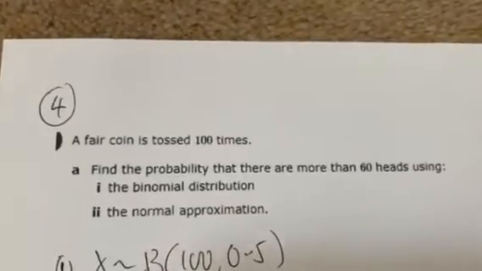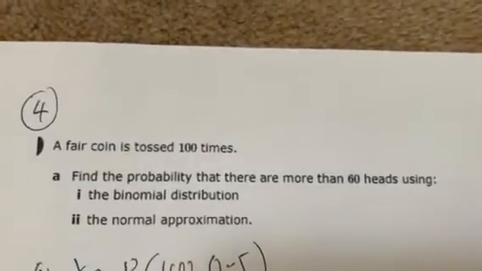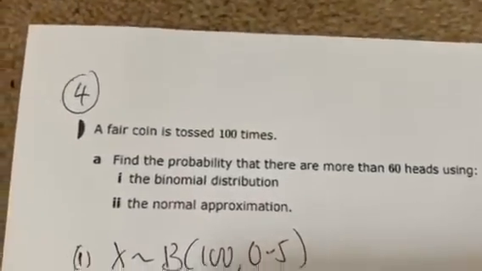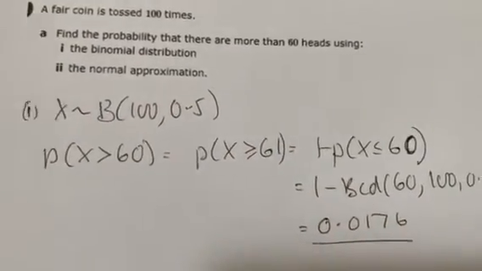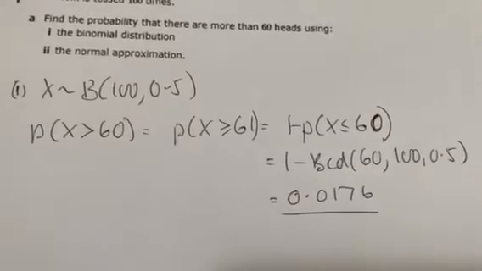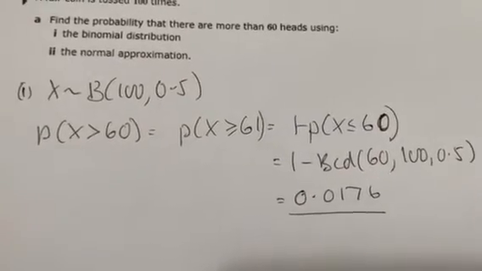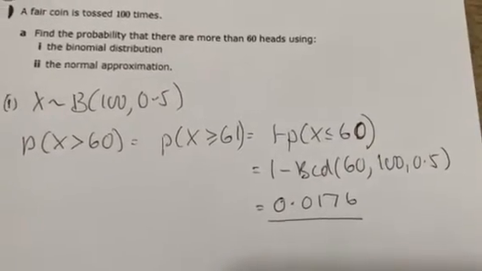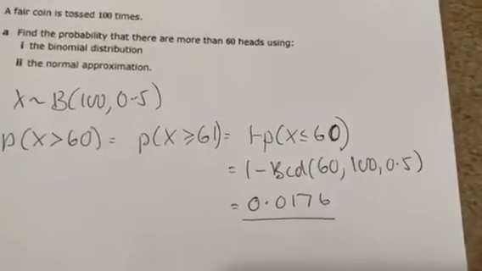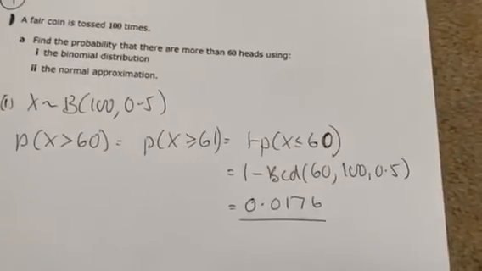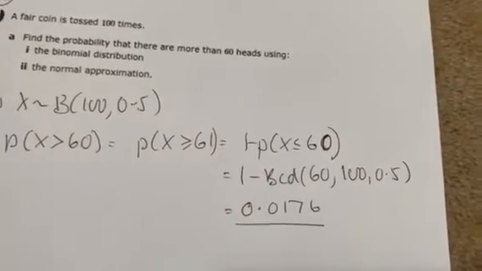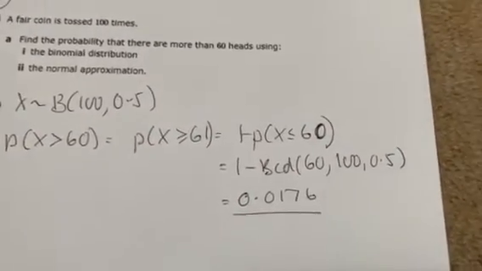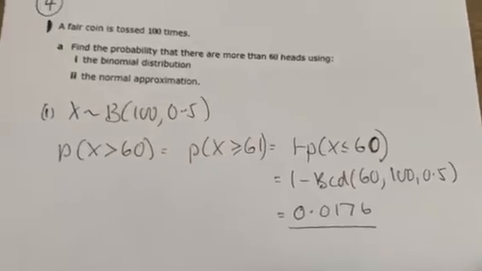Right, last question. A fair coin is tossed 100 times. Now that's quite a lot of repetitions. What's the probability that there's more than 60 heads using the binomial? If you set up your model, greater than 60, binomial has to be discrete, so that's greater than or equal to 61, which is the same as 1 minus the probability of x less than or equal to 60. Put that in your calculator, 1 minus BCD, 60, 100, 0.5, and I've got 0.0176.